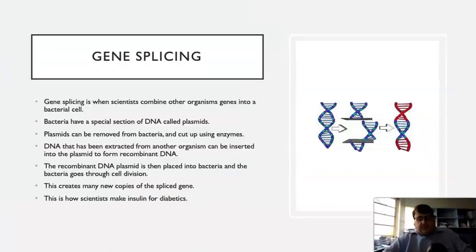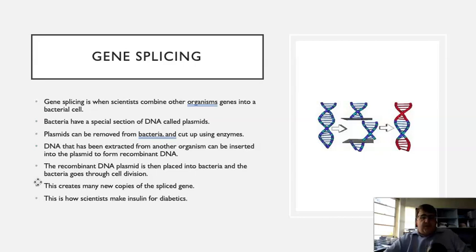So, gene splicing. Gene splicing is a way of genetic modification. Again, this is a really important one for humans because this is how we make insulin for diabetics. Gene splicing is when we take a gene from one organism and we place it into another organism, generally a bacterial cell. Generally bacteria is used because they have a special section of DNA called a plasmid, DNA plasmids.